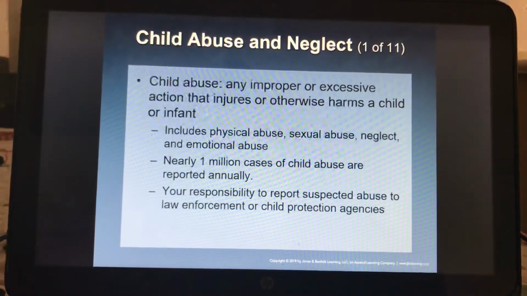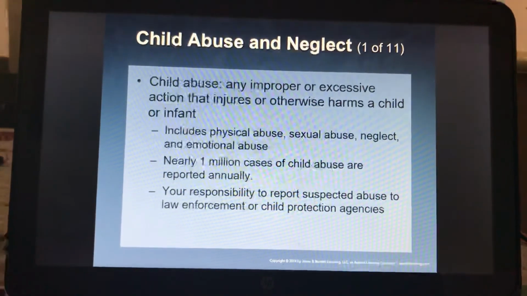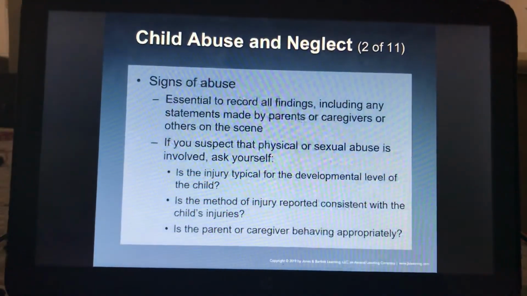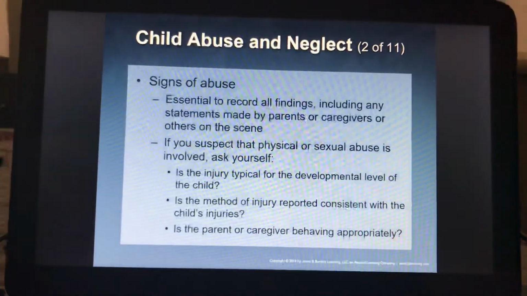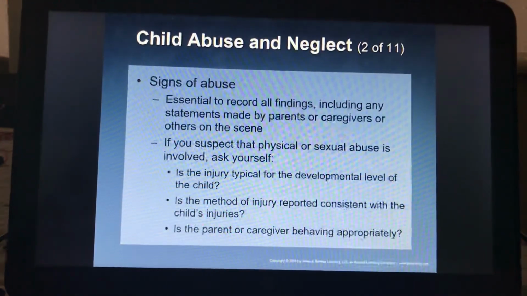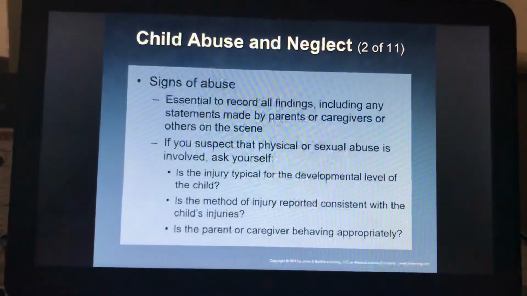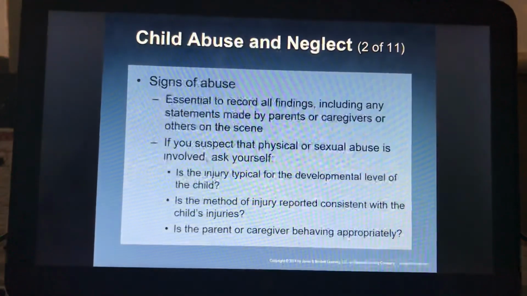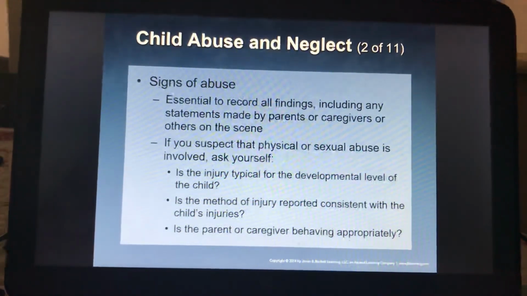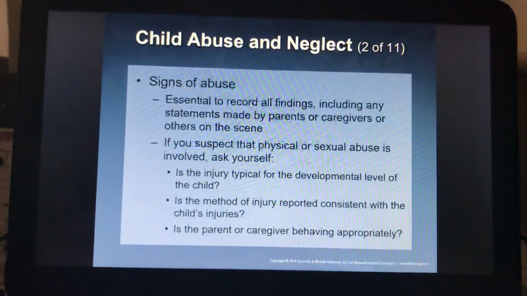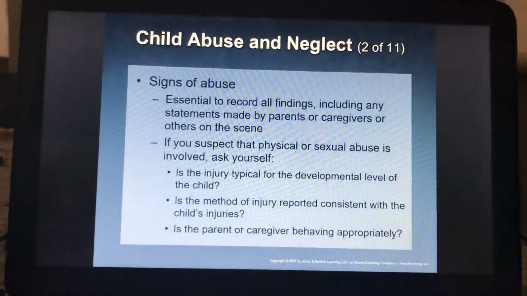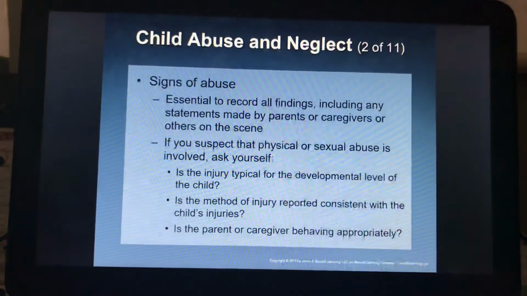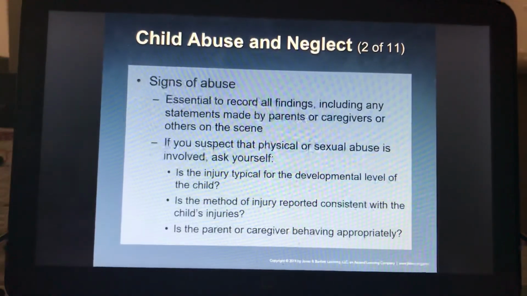Child abuse and neglect. I'm not really going to talk about all of this, but you need to report. Signs of abuse, you need to record your findings, and you need to be as objective as possible. As much as you want to use your PCR to throw the parent under the bus, you've got to be objective to a degree. You just need to report. In your subjective portion, you need to be as objective as possible. You can't say mom and dad, you can't point them out. When you're writing your report, you just need to write what you found and how you found it.